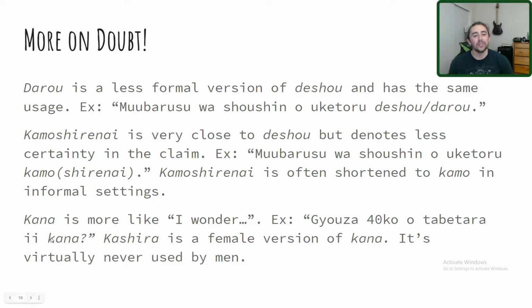Let's see. So kana or kashira is more like I wonder. For example, gyoza 40 ko o tabetara ii kana, which means, I wonder if it would be good if I ate 40 gyozas, 40 pot stickers. Would it be good if I ate 40 pot stickers? I wonder, right? So you're sort of like not really sure. Also, this is based on a true story.